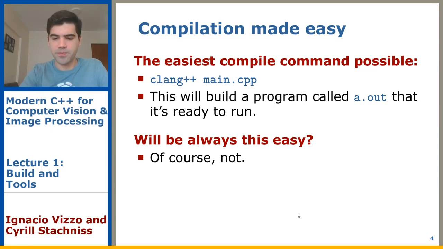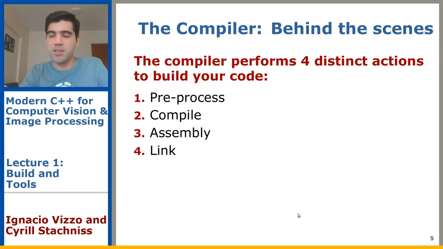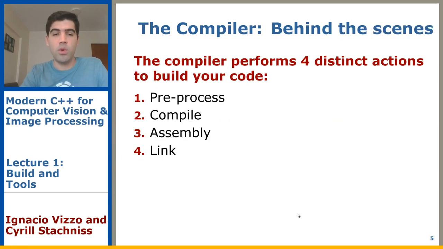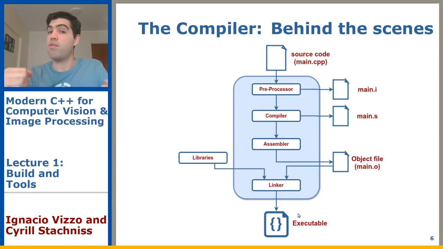Whenever you call clang++ main.cpp, the compiler will execute four steps behind the scenes. One is called the preprocessing step, then the compilation, then the assembly, and then the linker. If we make a diagram out of this, this is basically what is happening whenever you compile a C++ program. We could dive really deep into those steps, but I think it makes no sense.